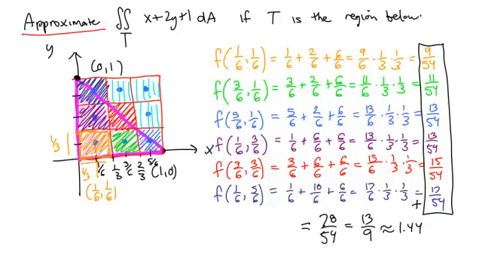I might intuitively expect that this is an overestimate of the volume, since we're sort of adding volumes over these particular chunks right here that weren't actually part of the region in question. So I might guess that the real volume is slightly less than that.